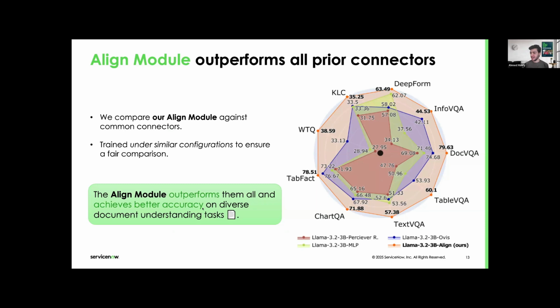First, in this slide, you can see we compare the Align connector against the previous connectors out there, such as OVIS, MLP, Perceiver, and Resampler. In this figure, you can notice that we have 9 different diverse benchmarks. And it's pretty obvious that the Align connector, the orange circle, is outperforming all of them in all the benchmarks. In fact, on some benchmarks, the accuracy is much higher, such as the DocVQA benchmark. So this proves that our Align connector is a much better alternative than the previous ones.